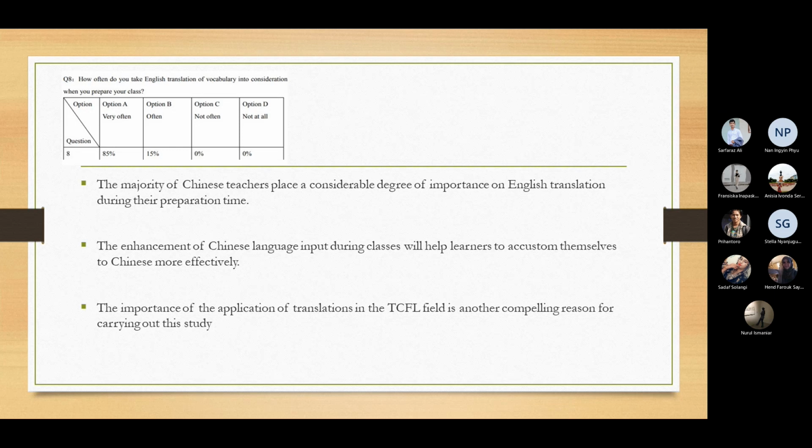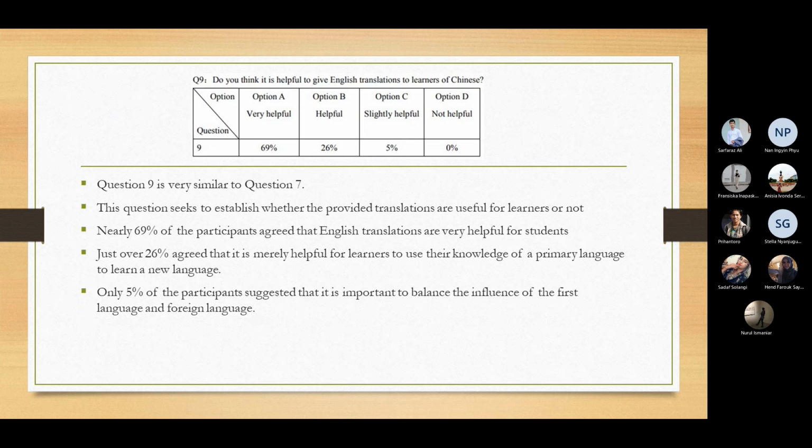So enhancement of the Chinese language input during the classes will help the learners to accustom themselves to Chinese more effectively. And lastly, the importance of the application of translation in the TCFL field is another compelling reason for carrying out this study. The ultimate purpose is given in the last, that the importance of application of translation in the TCFL field is another compelling reason. So this is how the question may be asked to find out the root cause between both of these languages.